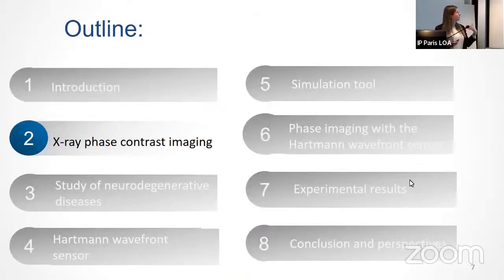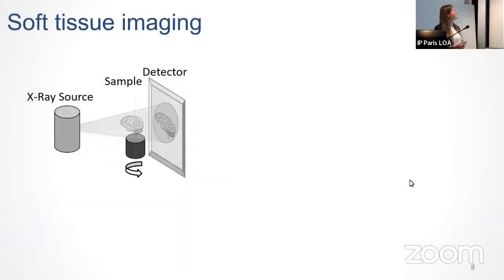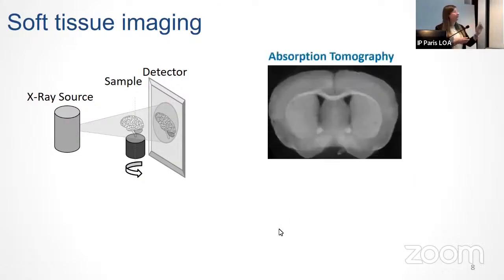Now I will present you the main concept of phase contrast imaging and what it brings in respect to the classical techniques. In soft tissue imaging, what is normally performed is that the detector is placed just after the sample, and so there is no space of propagation. And this is an image of the brain performed in absorption.